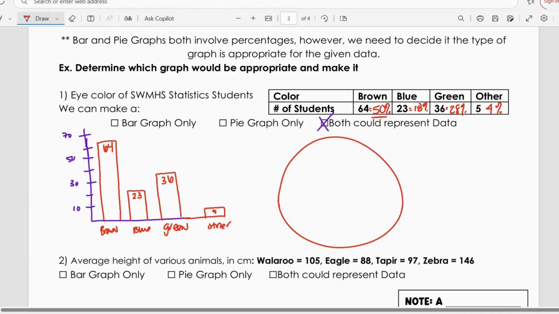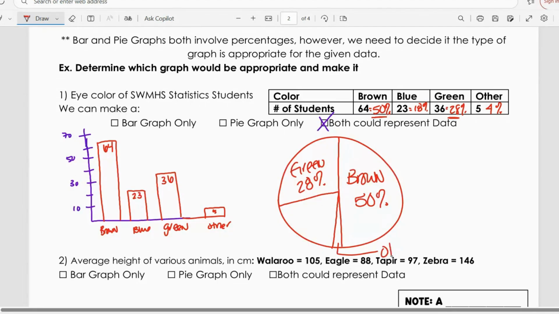And this is a nice graph because right away you see half of the students have brown eyes. I'm going to go to my next highest number, which is 28%. Remember, that's a little bit more than a quarter. So green eyes would be for 28% of the students. And then 18% and 4% are left over. 4% is a super tiny little slice of this pie. Again, if you don't have enough room, you can just throw it out here to the side. Other is 4%, and blue is 18%.